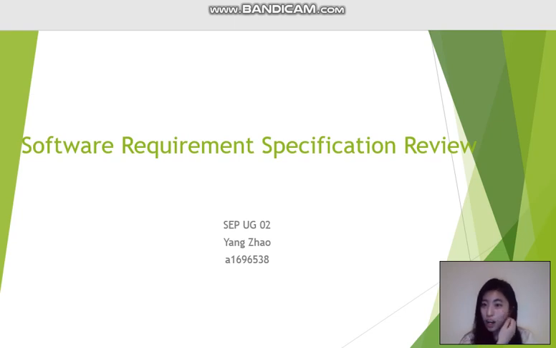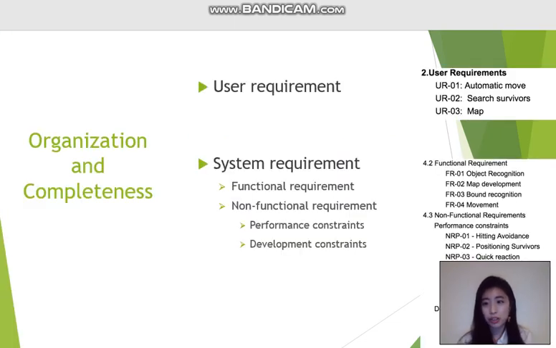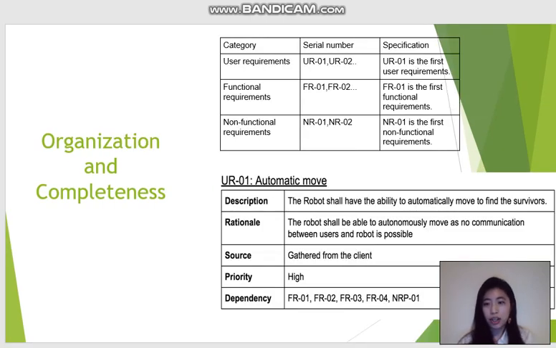In our SRS document, we differentiated requirements into user requirements and system requirements. User requirements are retrieved from client meetings every week. Meanwhile, under the section of system requirements, there are functional requirements and non-functional requirements. To make a clear category, we use serial numbers. For user requirements, we use UR plus the case sequence number, like 0102.